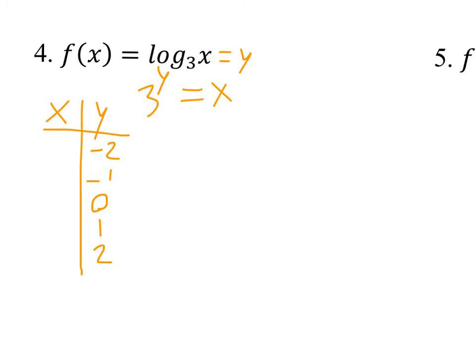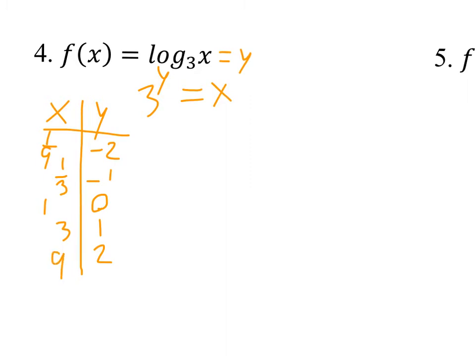Well, 3 to the -2, that's going to give us 1/9. 3 to the -1, that'll give us 1/3. 3 to the 0 will give us 1. 3 to the first will give us 3. 3 squared will give us 9.